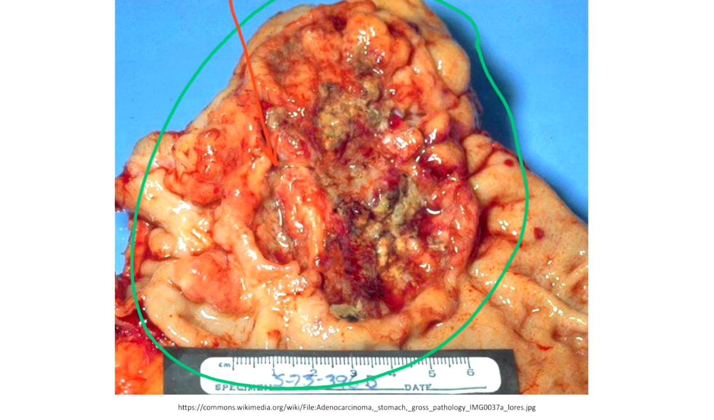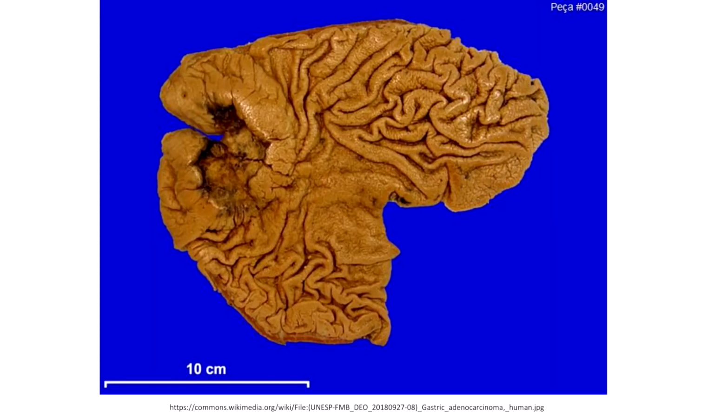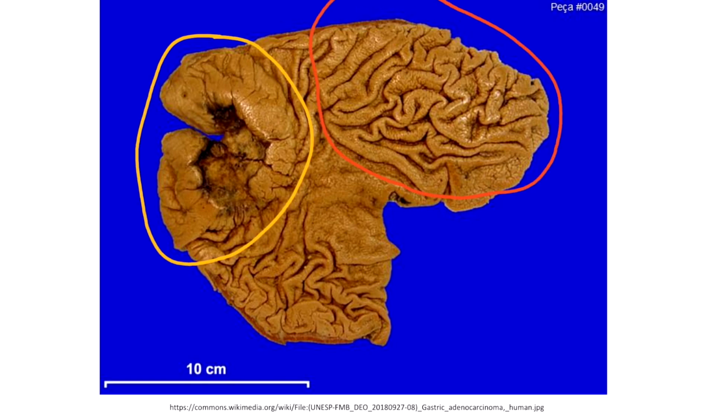These gross findings are most commonly associated with the intestinal type. Here is a gross image of adenocarcinoma of the stomach in a gastrectomy specimen. Notice the plaque-like lesion and the fibrous thickening of the stomach wall, making it look like a leather bottle. These gross pathologic findings are most commonly associated with the diffuse type of gastric cancer.